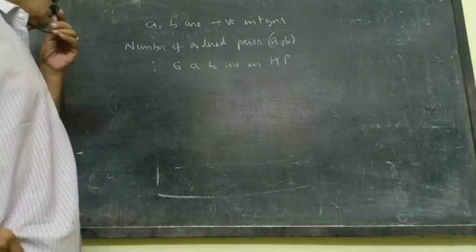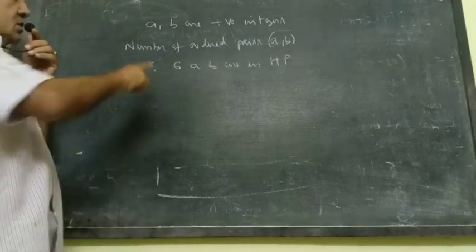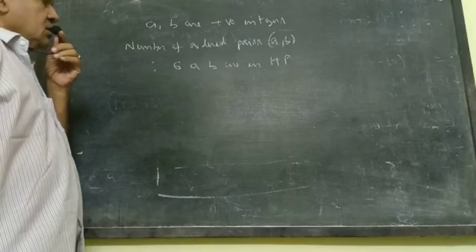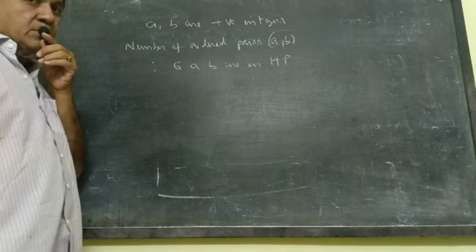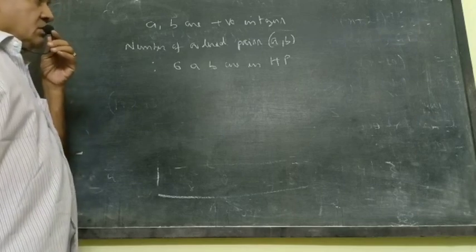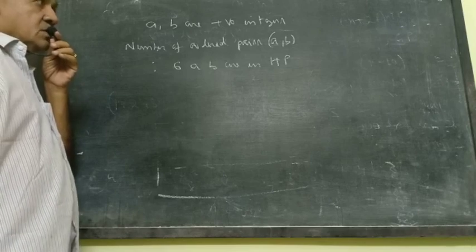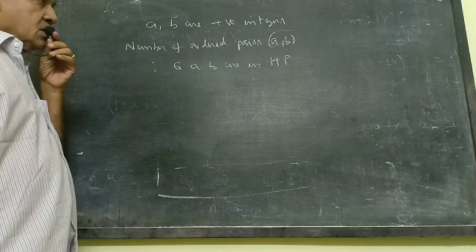So the next question is, a and b are positive integers. Number of ordered pairs a comma b such that 6, a, b are in harmonic progression. a and b are positive integers. Number of ordered pairs of positive integers a comma b such that 6, a, b are in HP.